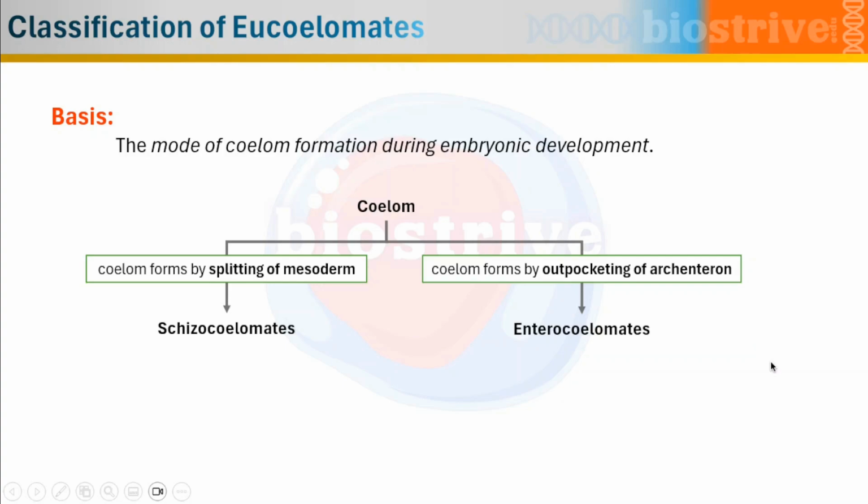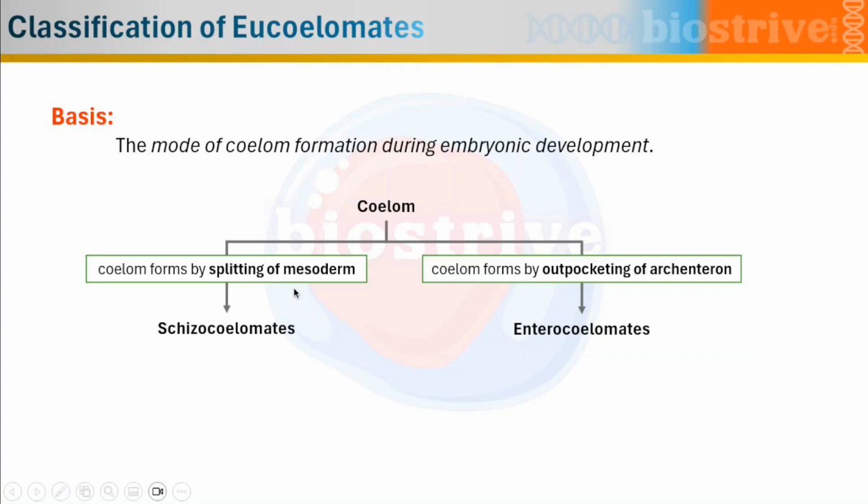Now come to the classification of eucoelomates, and we will classify eucoelomates on the basis of the mode of coelom formation. So there are two types of organisms based on this mode of coelom formation: either these are schizocoelomates or these are enterocoelomates. What happens is sometimes the mesoderm will split into certain pouches and those pouches will form the coelom. In such a case, the process is known as schizocoely, and the organisms in which this splitting of mesoderm forms the coelom are called schizocoelomates.